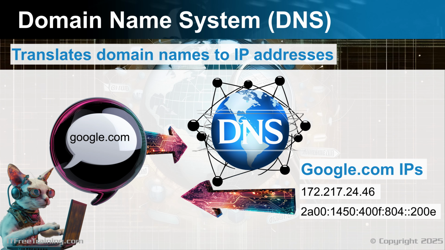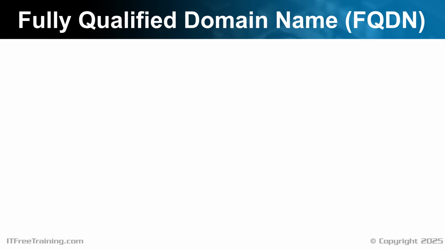DNS needs to be simple to use and capable of distributing across the Internet with redundancy in mind. Thus, there are a lot of moving parts. Let's have a closer look at what makes it work. DNS uses fully qualified domain names, FQDN.